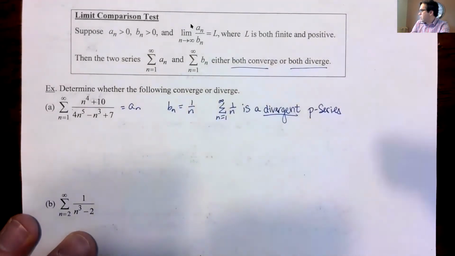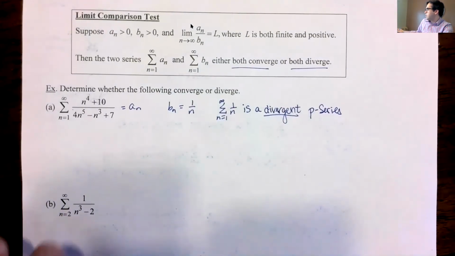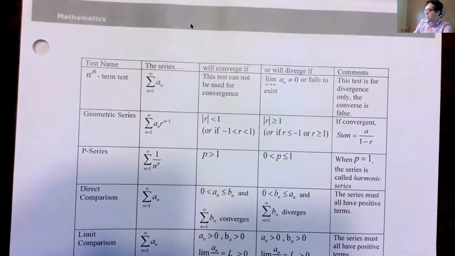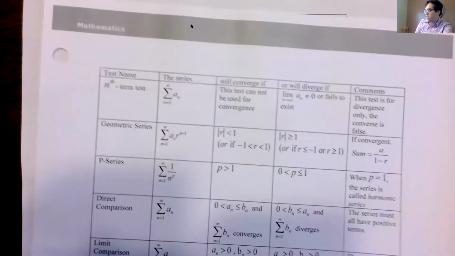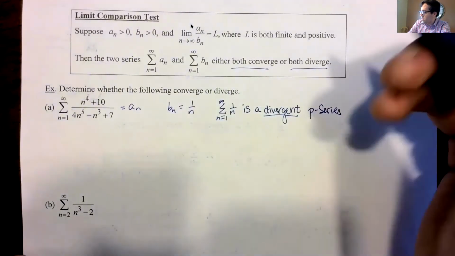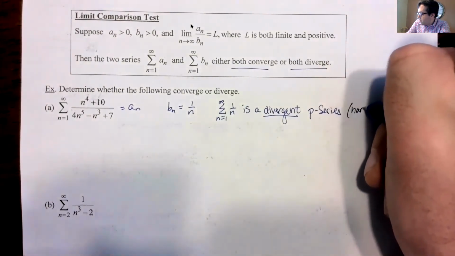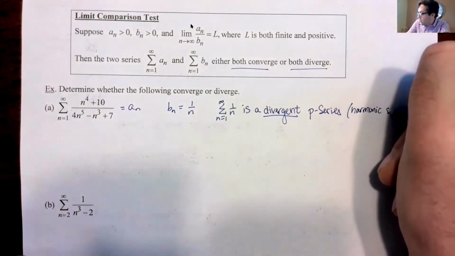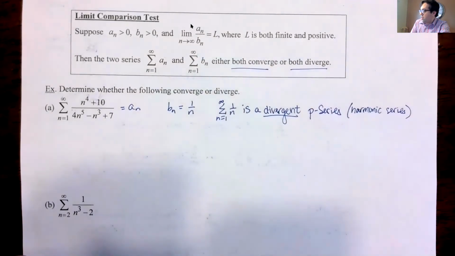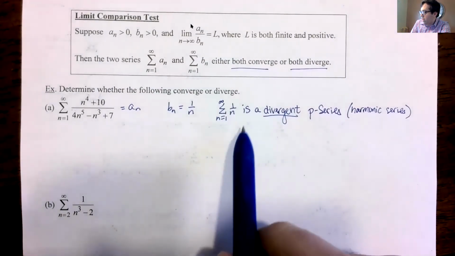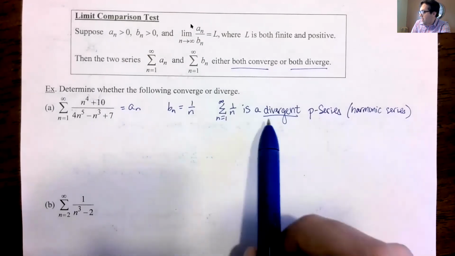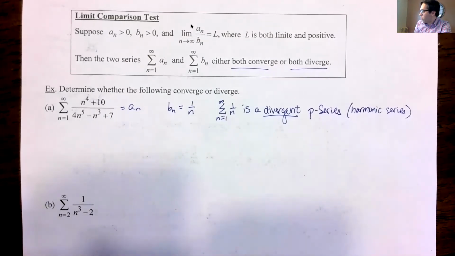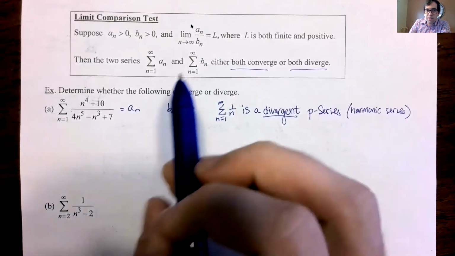And that's because it is technically the harmonic series. We take a look at our p series, it's this case, but when p is 1, it's technically called the harmonic series, so we can actually write that in parentheses as our reasoning. Remember, that's the sum, like 1 plus 1/2 plus 1/3 plus 1/4 plus 1/5, etc. It's divergent.